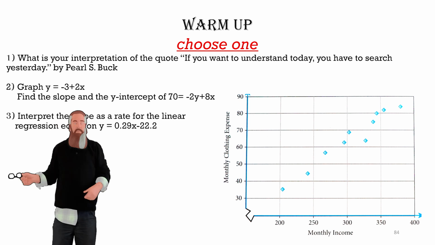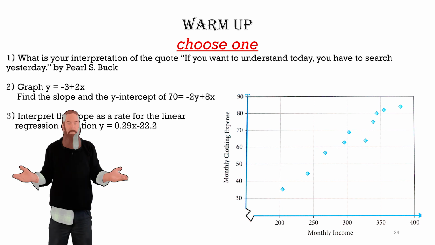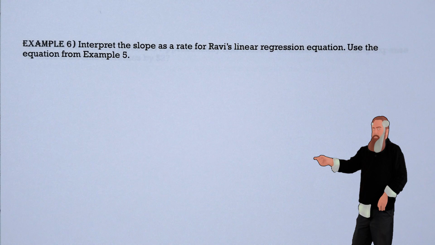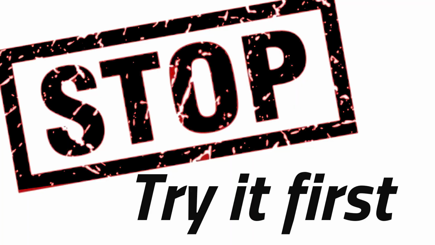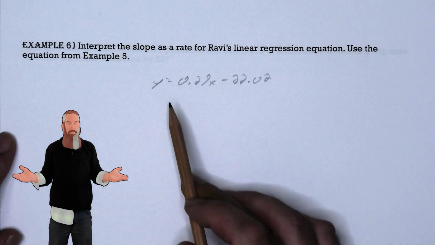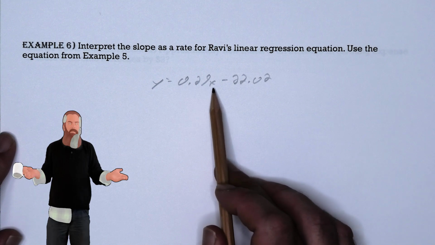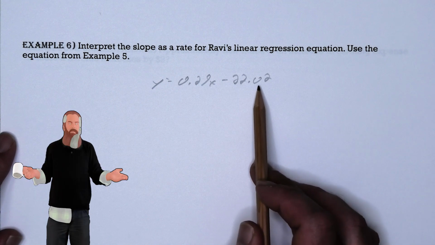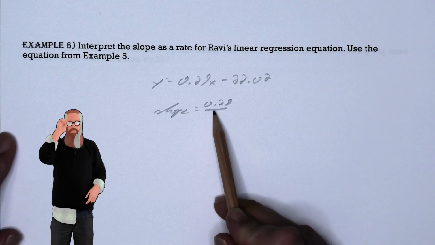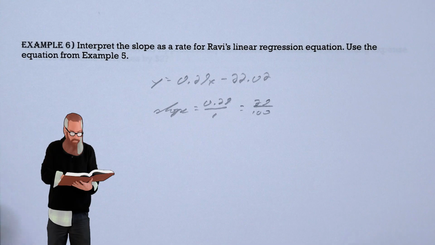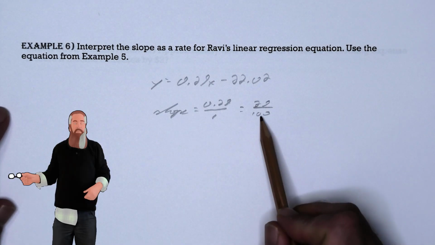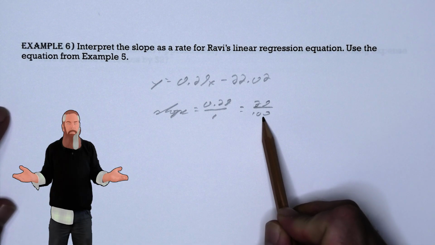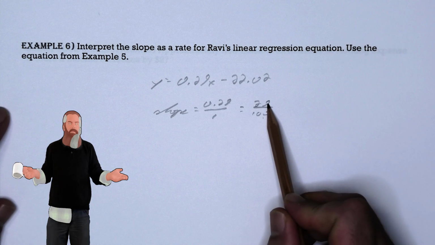Now let's take a look at a problem that you will be able to do at the end of this lesson. Now let's interpret the slope as a rate for Ravi's linear regression equation used from example 5. The equation from that was y is equal to 0.29x minus 22.02. So the slope is 0.29 over 1, which you can also look at as 29 over 100. So for every $100 in increased earning, there is $29 more spent on clothing.